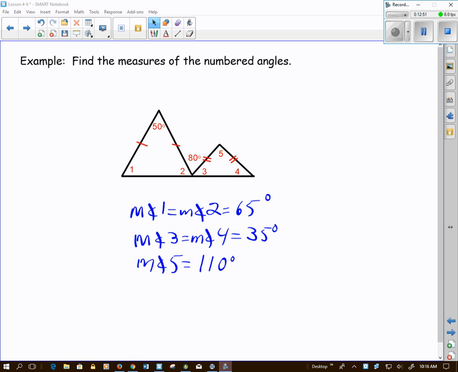And you should have found that angles 1 and 2 are both 65. Angles 3 and 4 both have measures of 35 degrees. And angle 5 is 110 degrees. Okay, and there we end lesson 4.6.